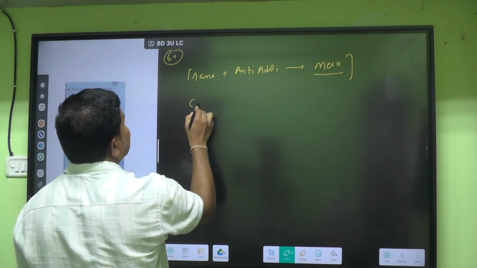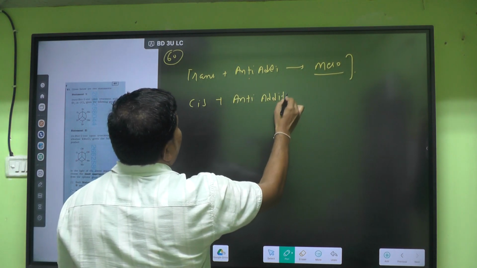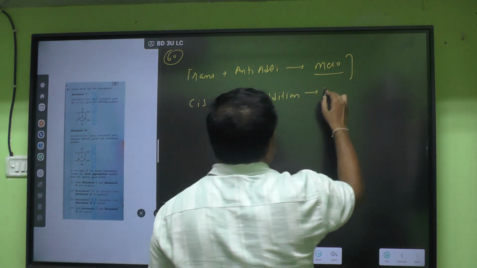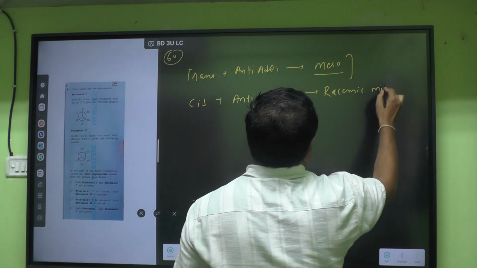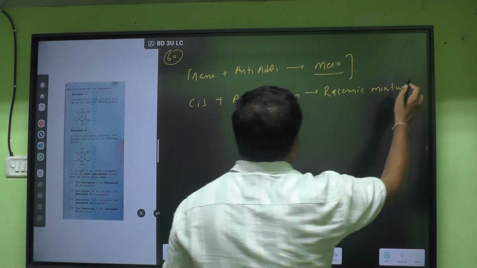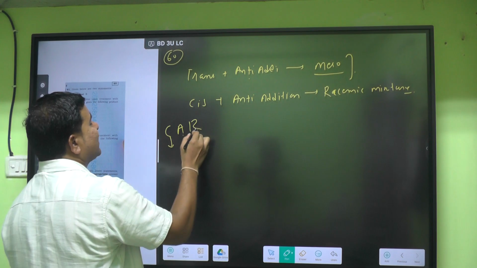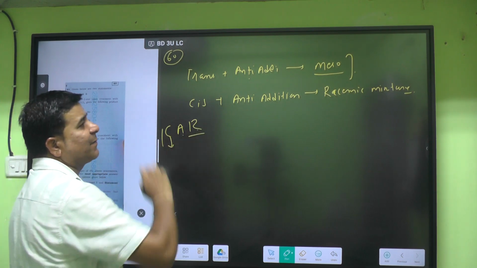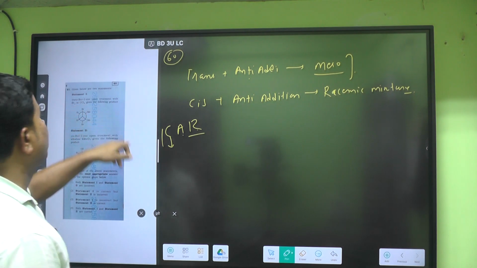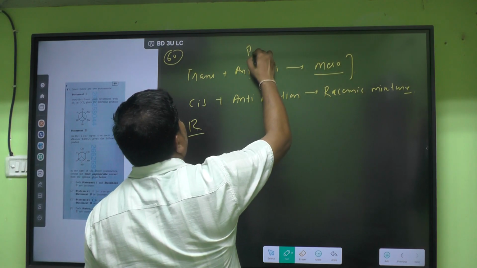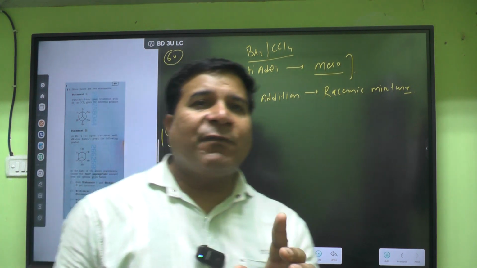Suppose a cis alkene is given and reacted with anti-addition. What is the product formed? A racemic mixture is formed. Now remember this word CAR: cis anti-addition gives a racemic mixture. Now here, for a meso compound we require anti-addition by Br2 plus CCl4. Remember, Br2 plus CCl4 causes anti-addition.